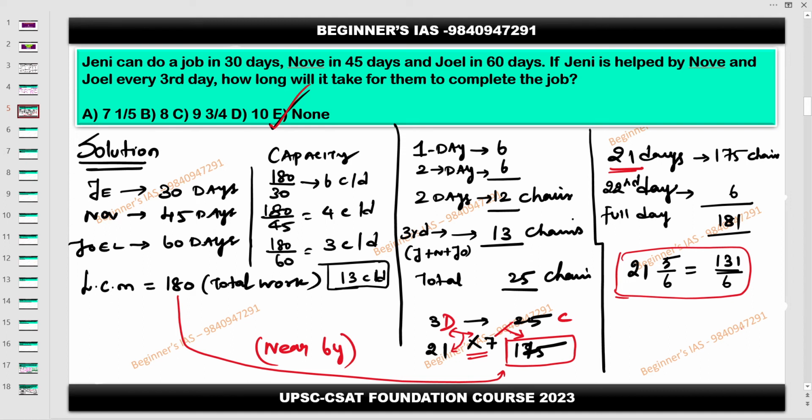People still having doubt why 5 in the numerator? Yes, still doubt, sir. See, 175 is there. What is remaining to attain 180? 5. What is the capacity of Jenny? 6. Understood, Dinesh? Yes sir, yes sir.